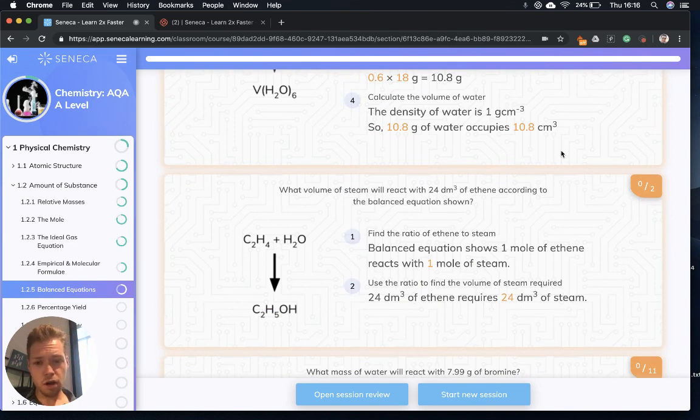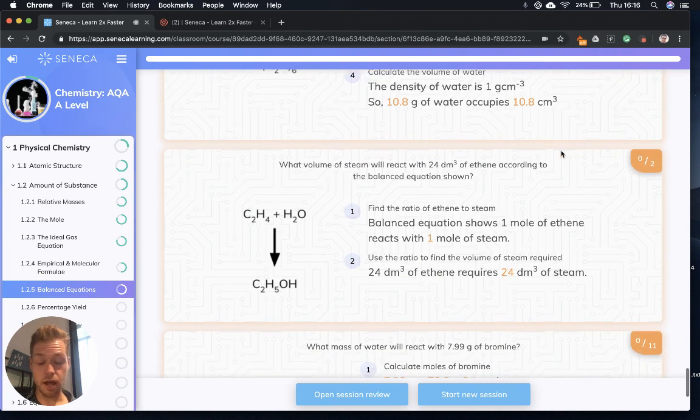So, what volume of steam will react with 24 dm cubed of ethene according to this balanced equation? So our equation is C2H4 plus H2O goes to C2H5OH. This is a special kind of reaction that will come up a little bit later in the chemistry course. So it's a nice little preview of what's to come.